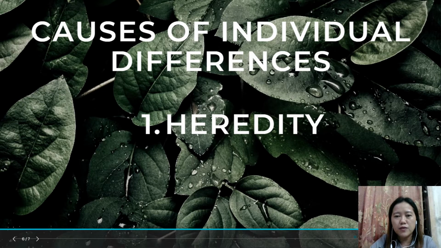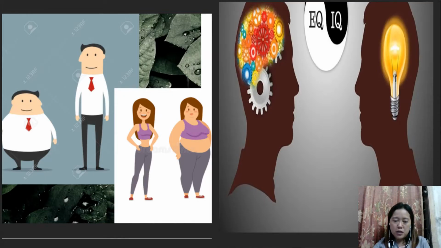What are the causes of individual differences? Number one is heredity. Heredity is one of the significant and main causes of individual differences, in which we can inherit physical features from our mother or father's genes. Take for example in this slide, we can see small and tall men, slim and fat women. In the physical characteristics, we can acquire the skin color, the color of their eyes, the hair of our parents' genes. Not only the physical features but also the mental capabilities of our parents could be inherited.